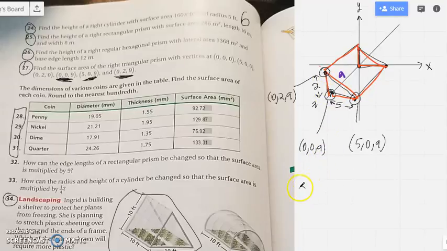So if we're trying to find the surface area for, let's call this, the front and the back, we need to do 2 times the area of the front and the back, which is 1/2, and what's the base? 5, and the height is 2. Awesome, so you got that part covered. Plus, what's going to be our next part?